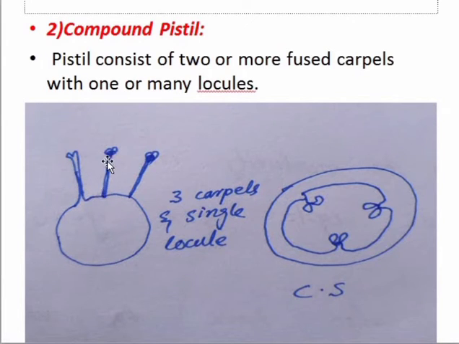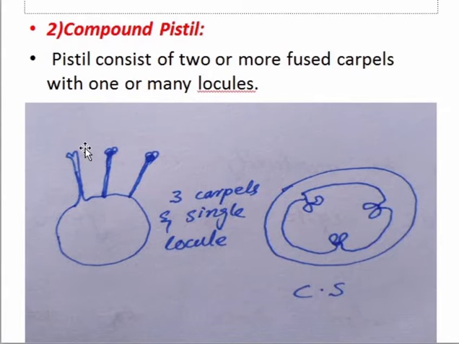Here these are three, so they are two or more than two carpels, and they are fused. Look at the structure with one or many locules. Here the locule or ovarian cavity is single, but look at the number of placenta: 1, 2, 3. It means the number of carpels is 3. The number of placenta is always equal to the number of carpels. So in fused carpels we can calculate the number of placenta from the structure of style, stigma and ovary.